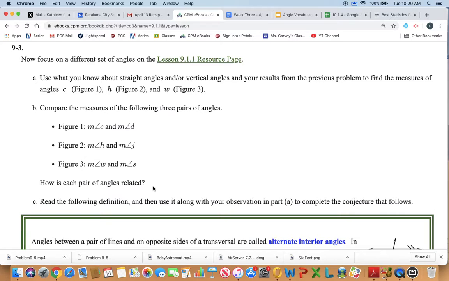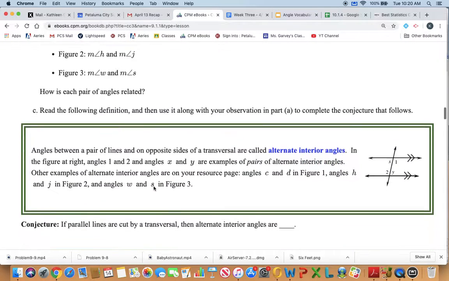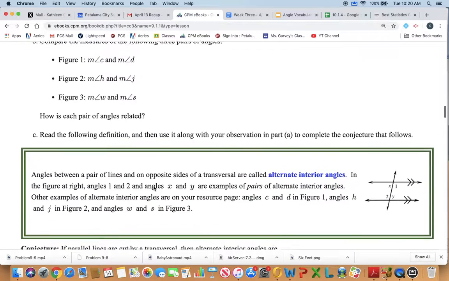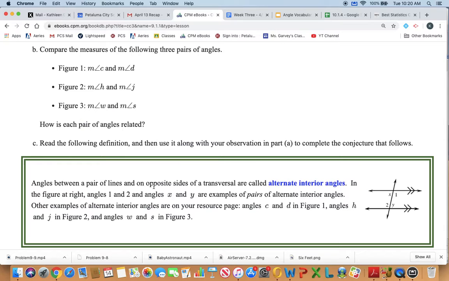If we go back to the book and take a look at how these pairs of angles are related, you can talk about their position inside the parallel lines. You can talk about the fact that they are on alternate sides of the transversal. And you can talk about the fact that they are the same measurement. Once you've done that, read this definition. Put me on pause while you read this definition.